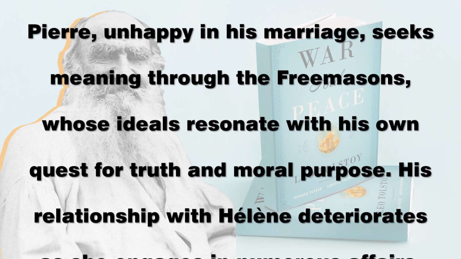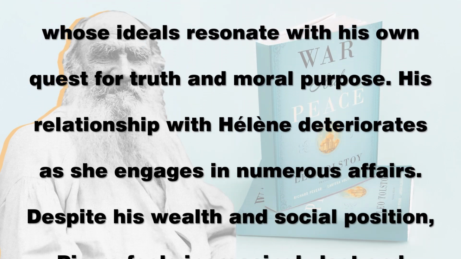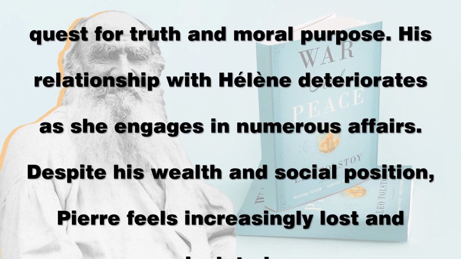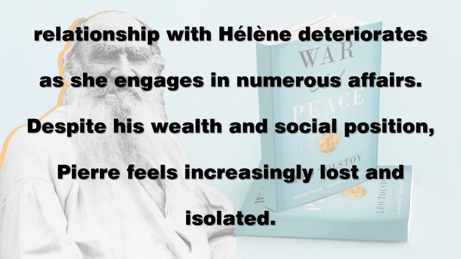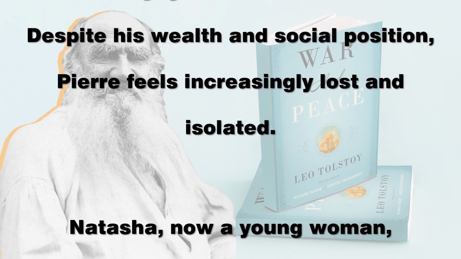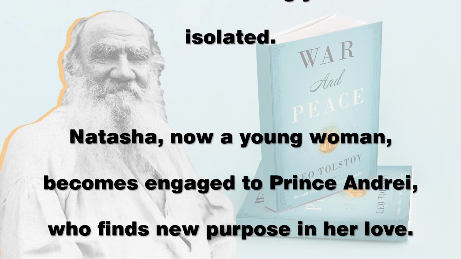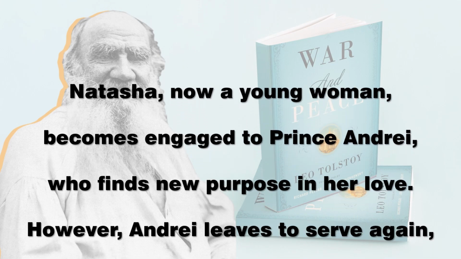Pierre, unhappy in his marriage, seeks meaning through the Freemasons, whose ideals resonate with his own quest for truth and moral purpose. His relationship with Helene deteriorates as she engages in numerous affairs. Despite his wealth and social position, Pierre feels increasingly lost and isolated.